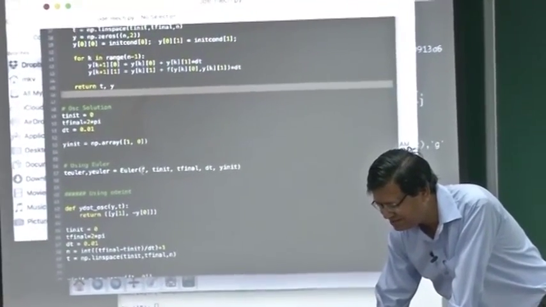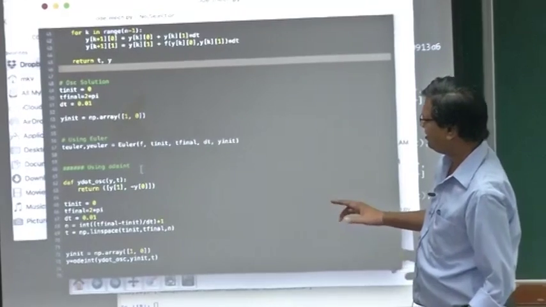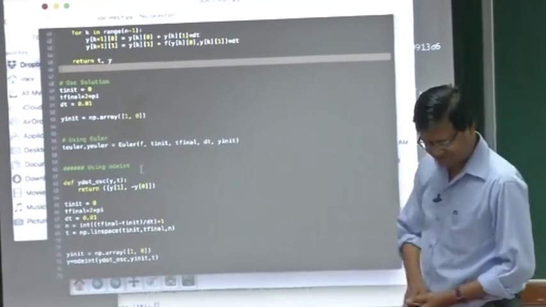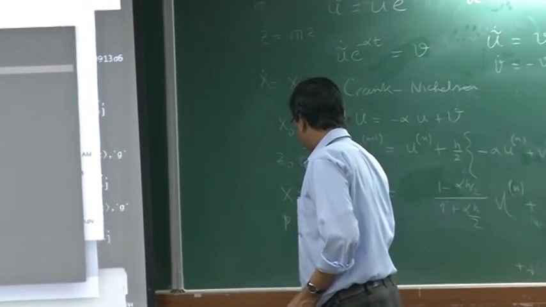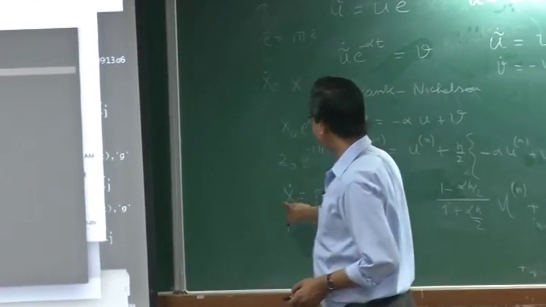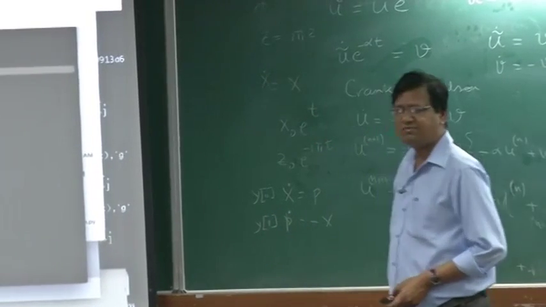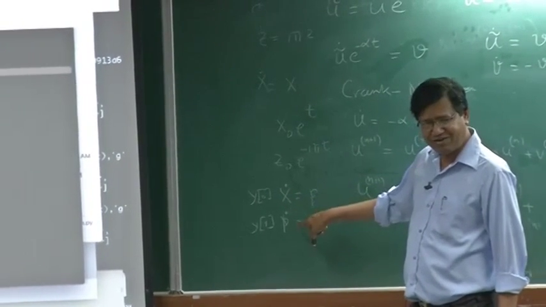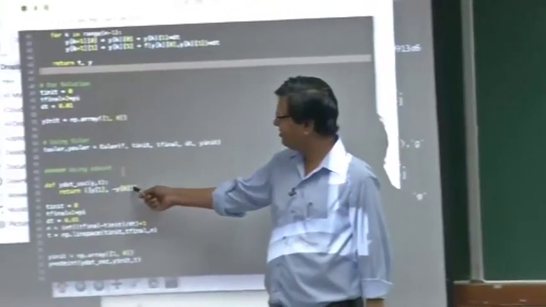Oh, sorry, I made one mistake. If I had 2 of them, then I had to give you both. So, x dot is momentum. So, now x dot is momentum and p dot is minus x. So, this is x, y0, and this is y1. So, what is y dot of 0? y1. And what is y dot of y1? Minus y0. So, this has to be provided using odeint.